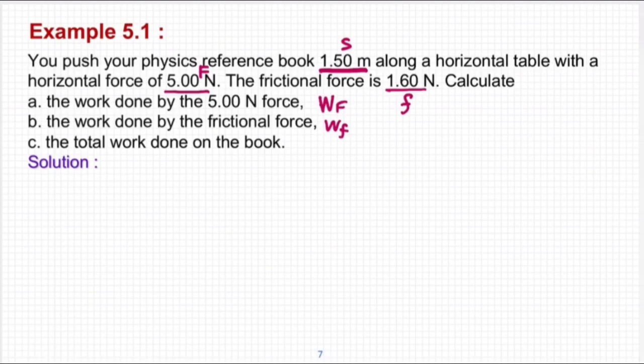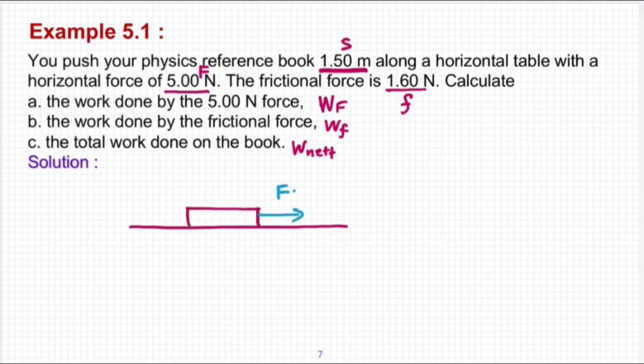And then the work done by the frictional force as W lowercase f. And the total work done on the book is net work. Draw a diagram first so that you have a clearer idea of what's going on. So we have a book on a table, and then there's a 5 Newton force and also a frictional force acting on that object. And then there will be a displacement of 1.5 meter.